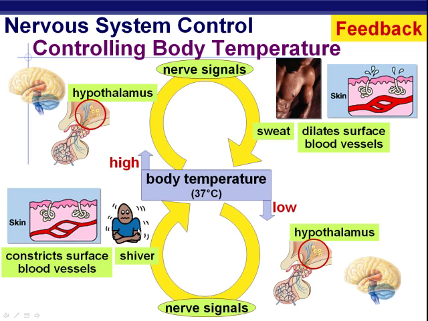So this is going to have a couple of different activities to bring that body temperature up and make it high. But what if it's too high?